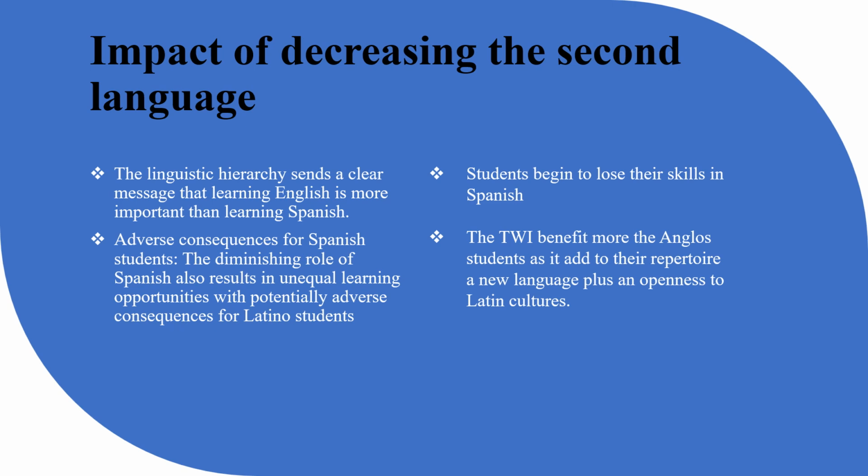Students begin to lose their skills in Spanish, both Anglo students and Spanish students, Spanish native speakers and English native speakers. And also the two-way immersion benefits the Anglo student more, as it adds to the repertoire a new language plus an openness to Latin culture, which is the opposite for the Latino native speaker.